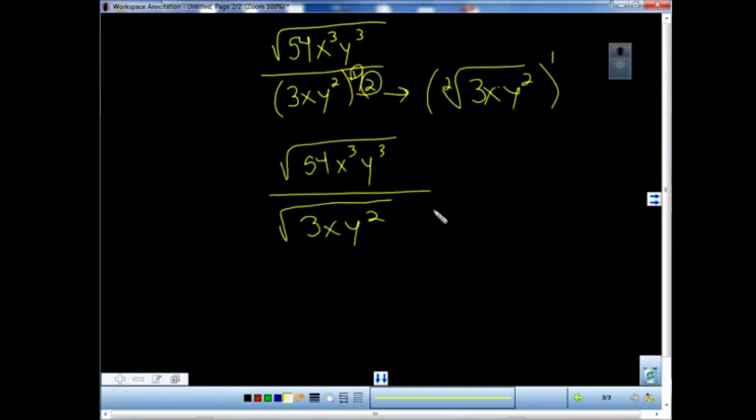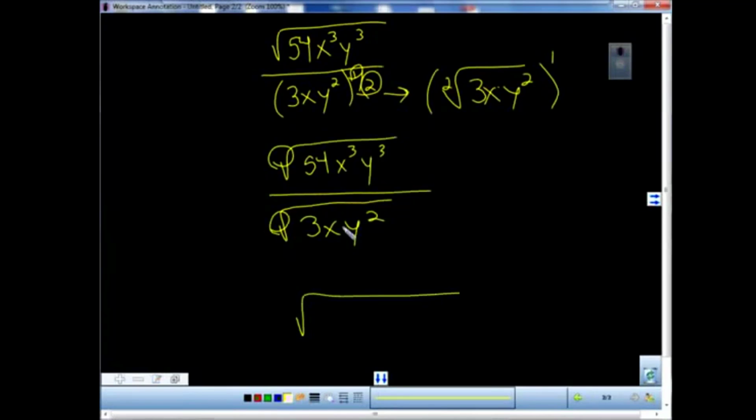Now in order to divide, the roots have to be exactly the same. We have a square root and we have a square root. They have to be exactly the same. If you have a square root and a cube root, it doesn't work out. They have to be the same. So now what I'm going to do is divide everything inside the radical.